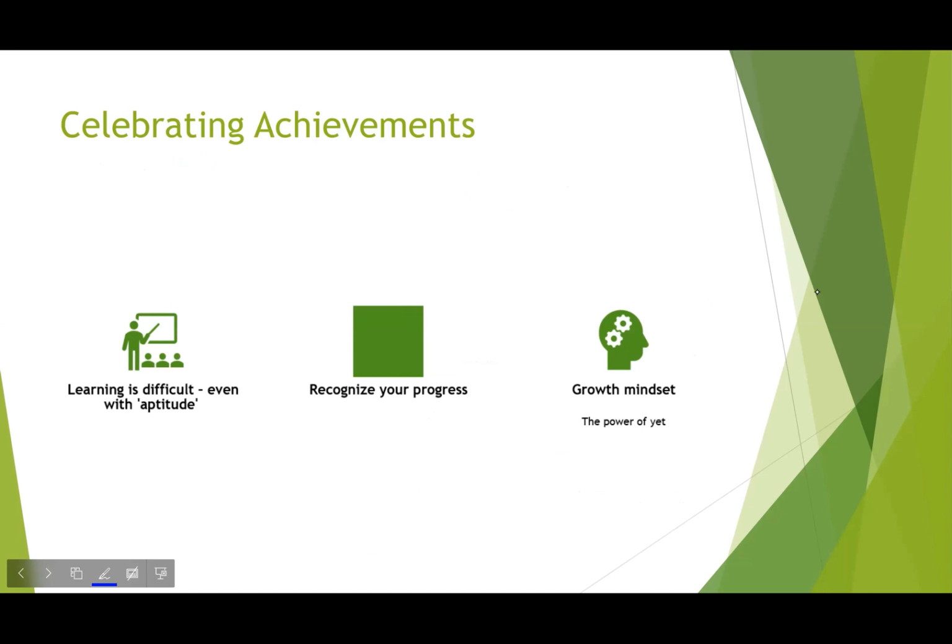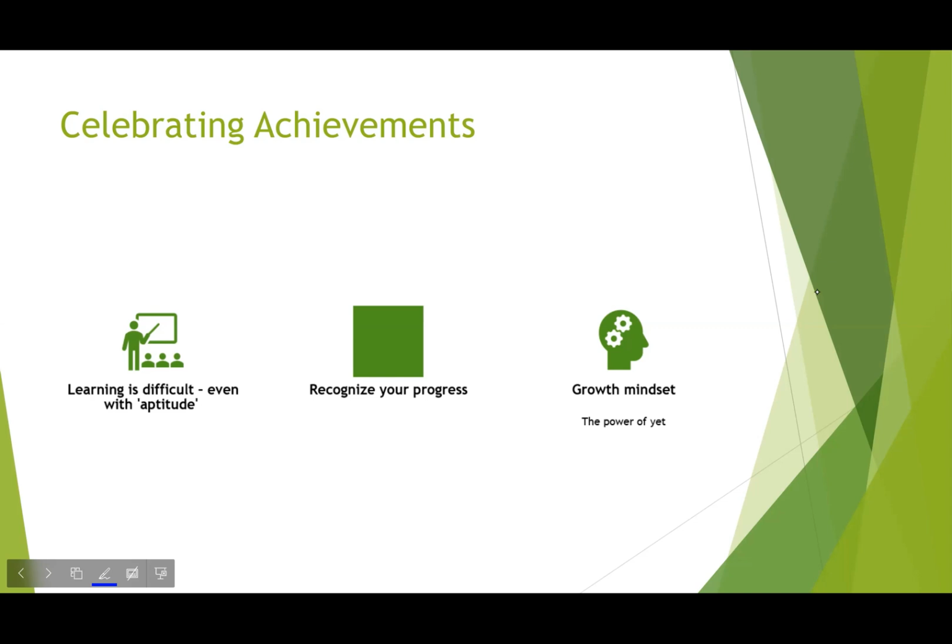When you get a problem right, when you understand the concept, feel that excitement of, yes, I was able to do this. Maybe it's like that feeling when you finish that jigsaw puzzle. But recognize that and allow yourself to celebrate that. So learning is difficult even with aptitude, and it's important to recognize your progress and how much you've made.